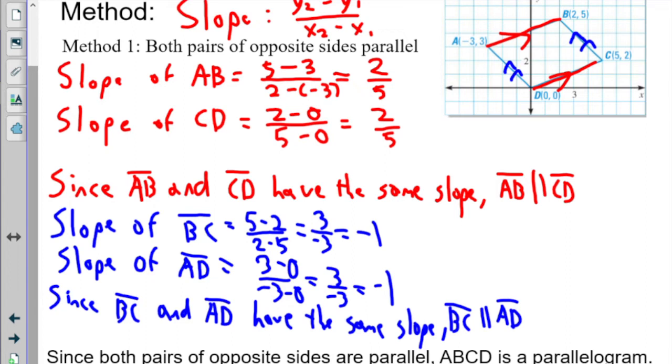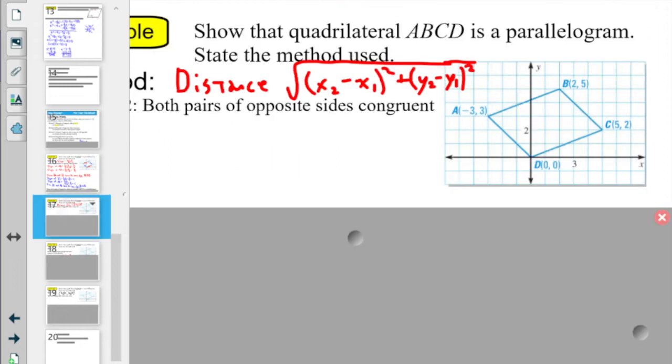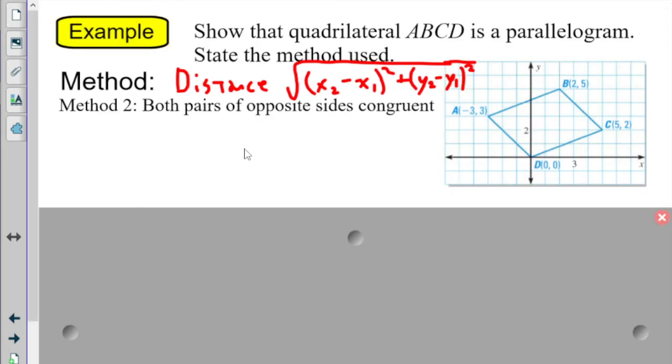Now I'm going to use distance formula. And I'm going to use distance formula to prove my next property, which is that both pairs of opposite sides are congruent. And so since I know that two things with the same distance are congruent, I'm going to compare my opposite sides. So once again, I'm going to compare A to B with C to D. And this time I'm comparing my distance formula. So this one's a little bit more complicated.